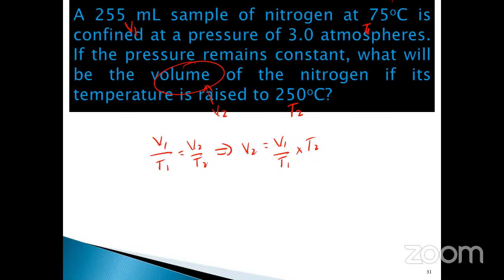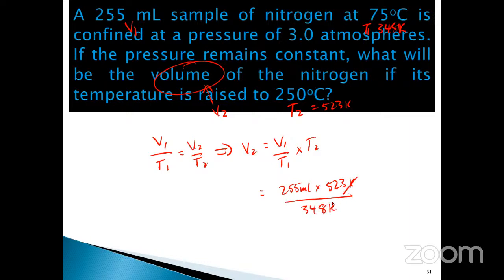So before we plug in the values, I'm going to convert the 75 degrees T1 to Kelvin. So 75 plus 273 is equal to 348 Kelvin. So that's T1. And in the case of T2, 250 plus 273 is going to be equal to 523 Kelvin. All right, so now we can put the numbers in. V1 is 255 mils times T2, which is 523 Kelvin, divided by T1, which is 348 Kelvin.